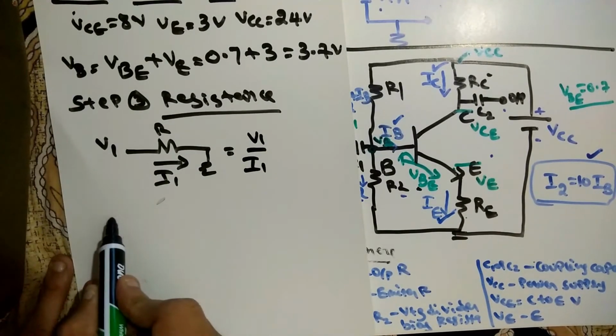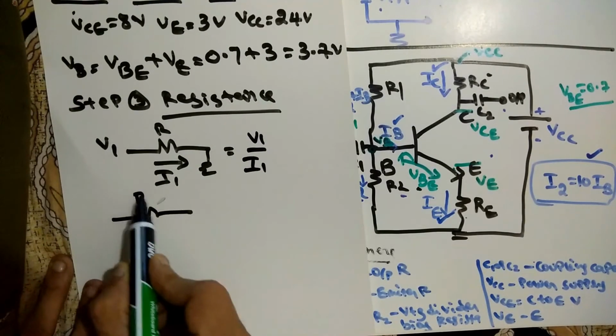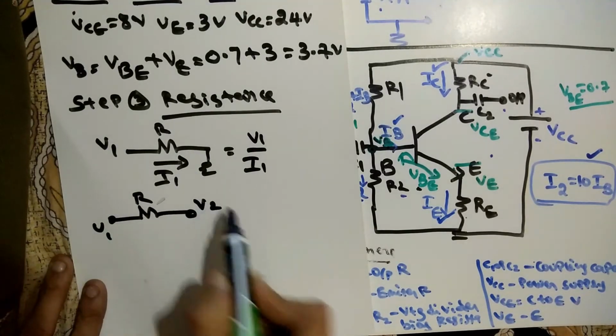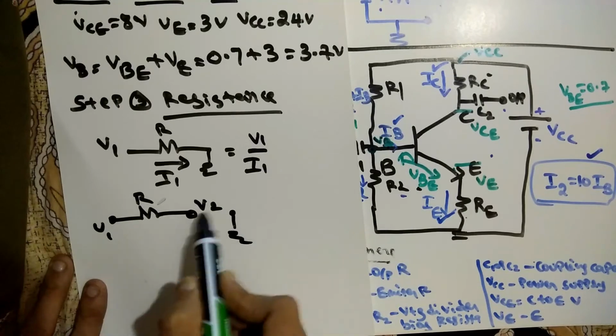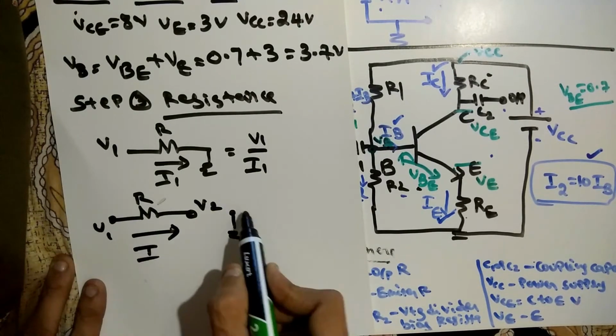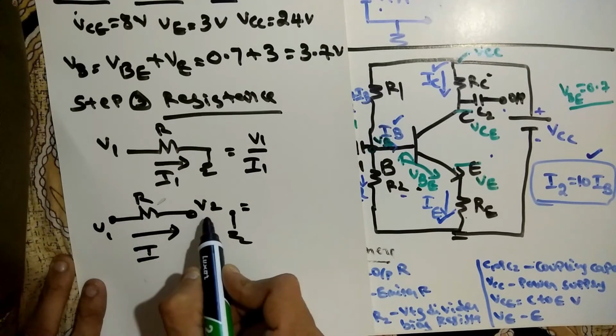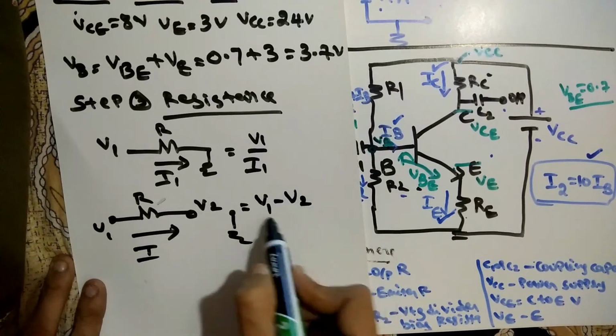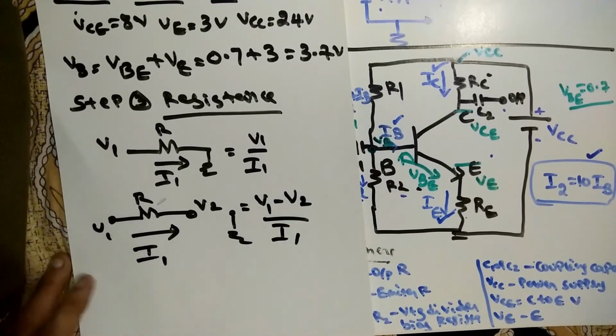In some cases we have one resistance and we have one voltage V1, and another voltage here, V2, after that, maybe some resistance and grounded. And we have one current on this. So in this case, whichever is the maximum voltage we have to take first: V1 minus V2 divided by I1. Okay, this is the technique.